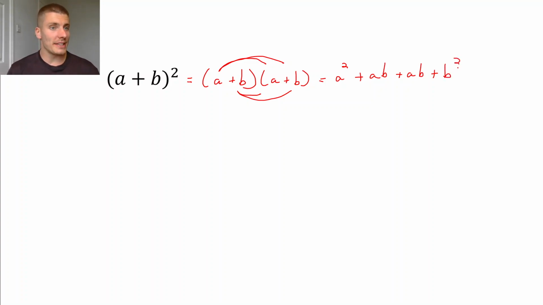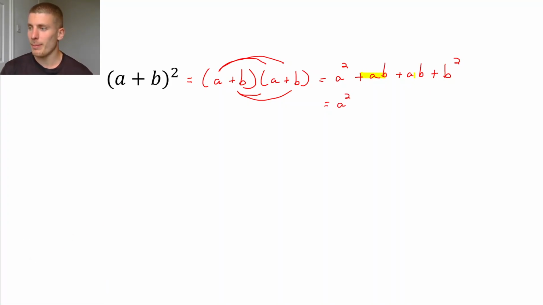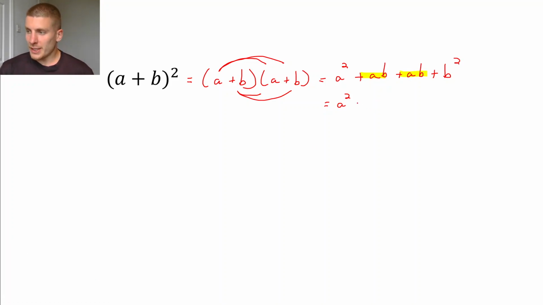Okay, now we can simplify here. When you expand brackets, you can typically simplify it. So the a squared stays as it is, and you've got ab happening twice. You've got 1ab plus 1ab, which gives you 2ab. So a squared plus 2ab plus the b squared on the end. So you've expanded the bracket a plus b raised to the power of 2.